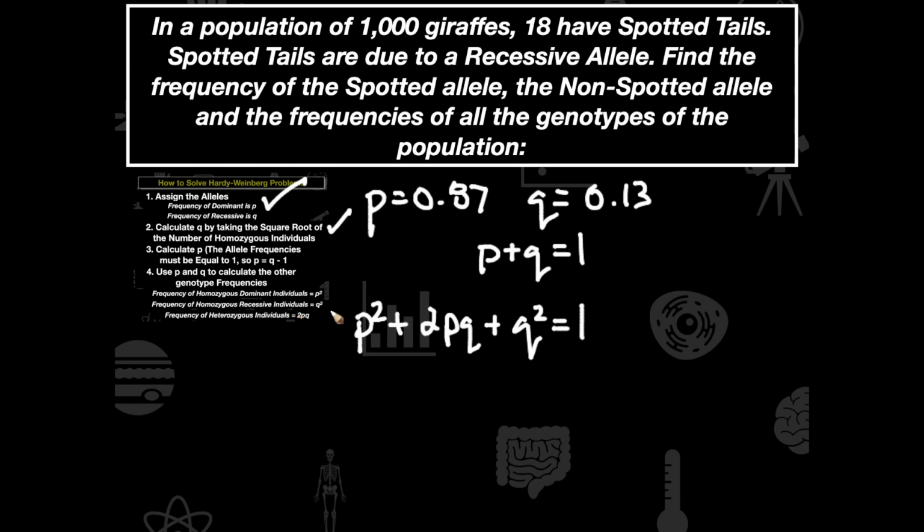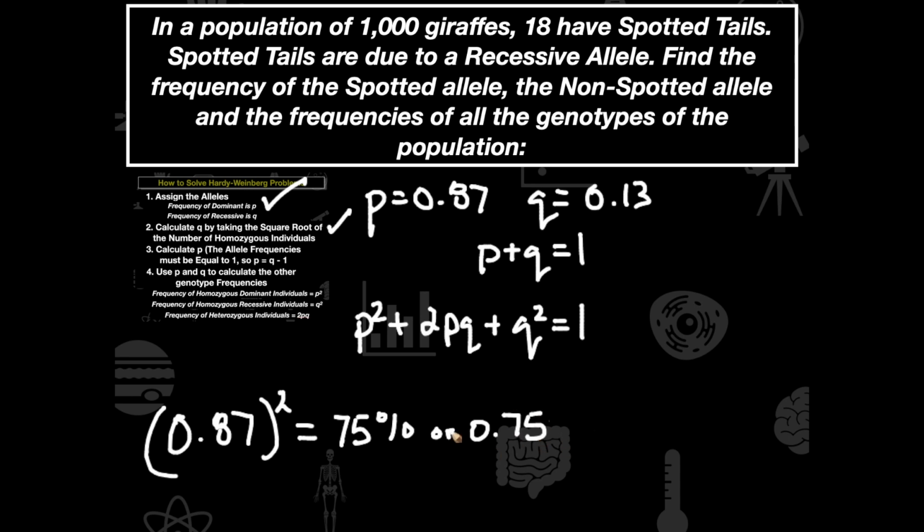So let's calculate each of our genotypes here. We want to calculate the homozygous dominant, which is going to be equal to p squared. So we take 0.87 and square it. This is going to give us the number of homozygous dominant individuals. 0.87 squared is approximately 0.75, or 75% of the population, homozygous dominant. So let's do our homozygous recessive. q squared is 0.13 times 0.13, or 0.13 squared, which is approximately 2%. So approximately 2% of the population is going to be homozygous recessive.